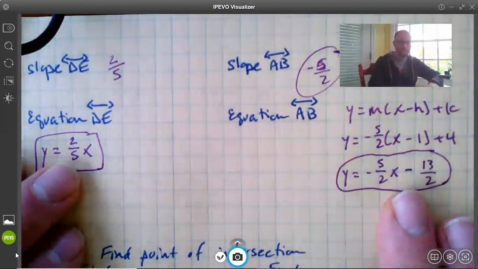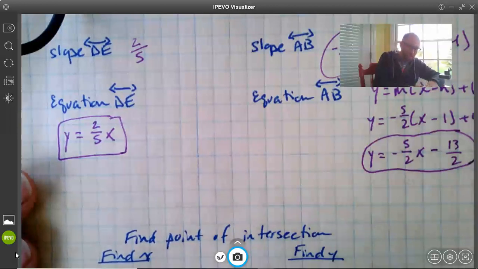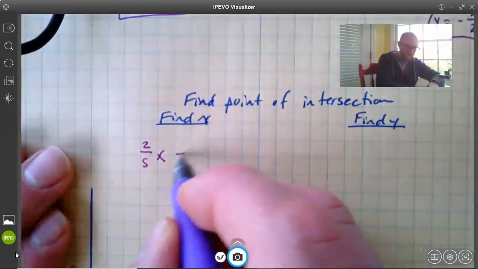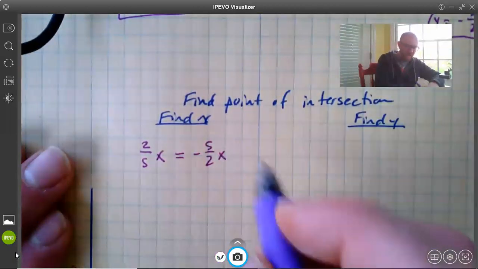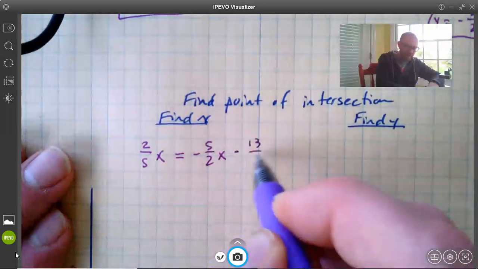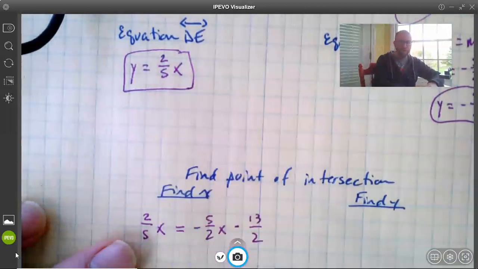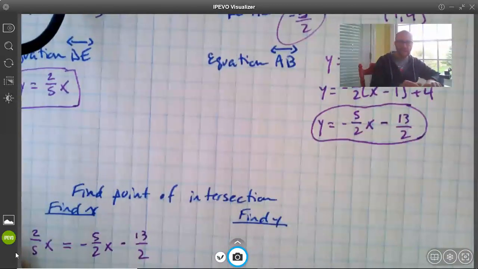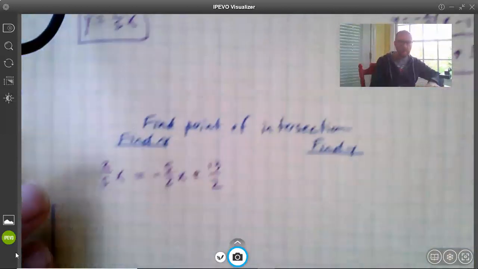Okay. Now that we've got those two equations, let's find the place where they intersect by taking this expression here, setting it equal to this expression, and solving for x. So we'll have 2/5 x equals negative 5/2 x minus 13/2. The 2/5 x comes from our first equation, and the negative 5/2 x minus 13/2 comes from, except this should be plus 13/2. That's a typo over there, so let's fix that. It comes from the second equation.